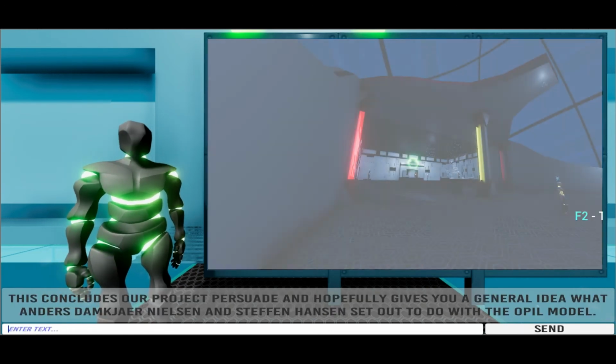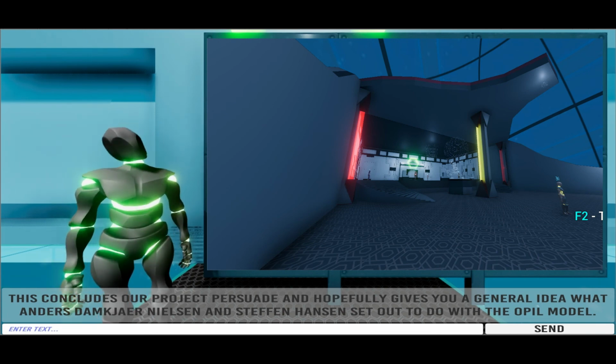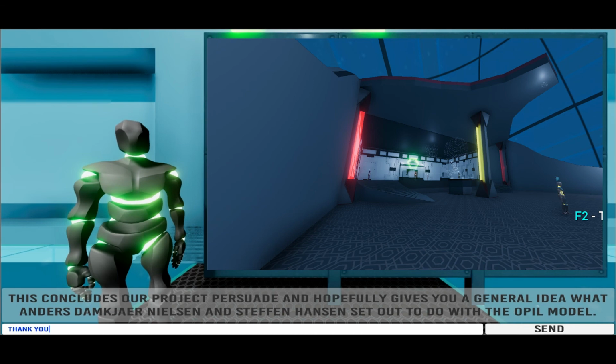This concludes our project PERSUADE and hopefully gives you a general idea of what Anders Damkjær Nielsen and Steffen Hansen set out to do with the OPIL model.